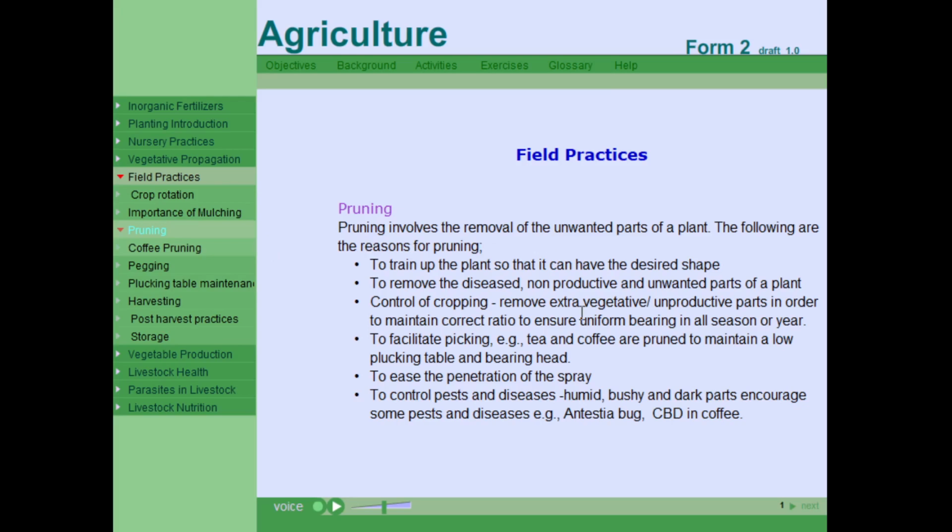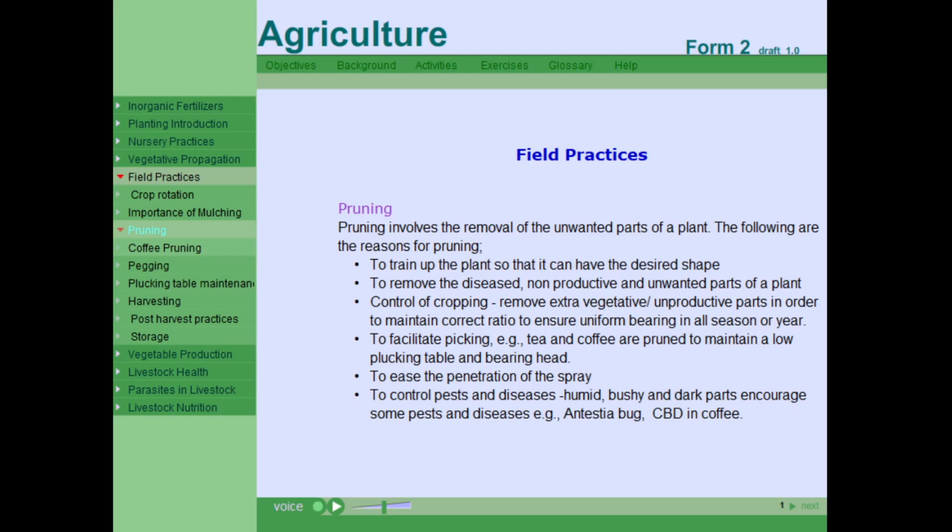Pruning. Pruning involves the removal of the unwanted parts of a plant. The following are the reasons for pruning: to train up the plant so that it can have the desired shape, to remove the diseased, non-productive and unwanted parts of a plant, and control of cropping.